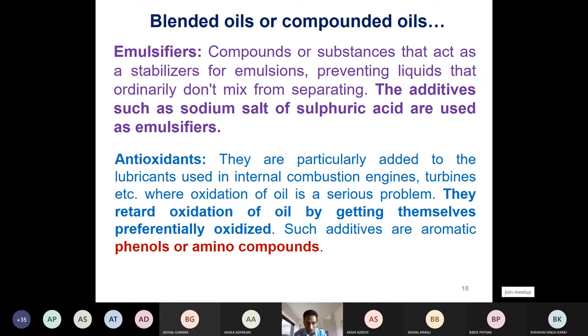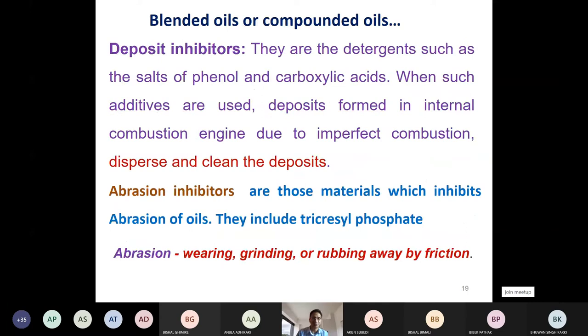Next is the deposit inhibitor, and they are resins such as salts of phenol and carboxylic acid. When such additives are used, deposits formed in internal combustion engines due to imperfect combustion are dispersed and cleaned. And the abrasion inhibitor: they are materials which inhibit abrasion of oil. An example is tricresyl phosphate. Abrasion means wearing or rubbing away by friction.